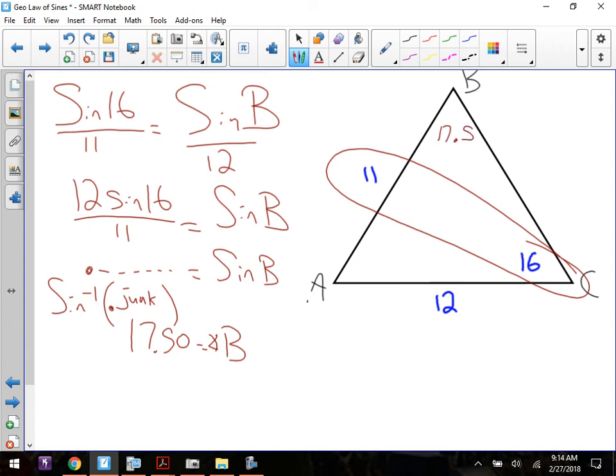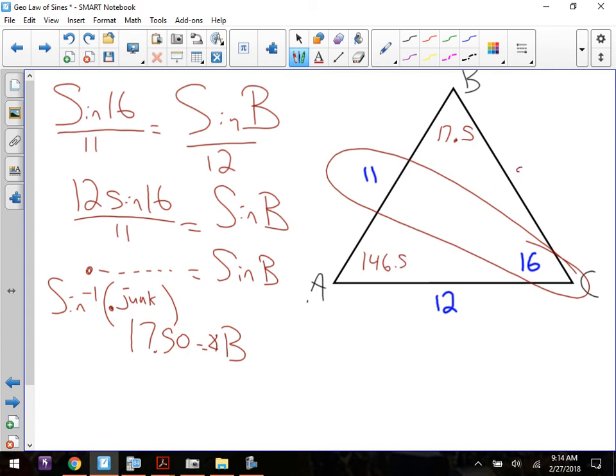Now, how do we figure out what angle A is? What's that? Very good. Remember, when you have two angles of a triangle, the third angle will just be 180 subtract the other two. So if I take 180, subtract 16, subtract 17.5, I get, very good. So now I have the angle A at 146.5.